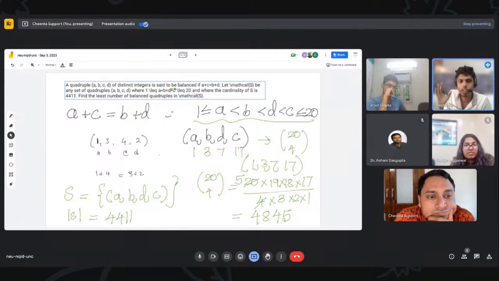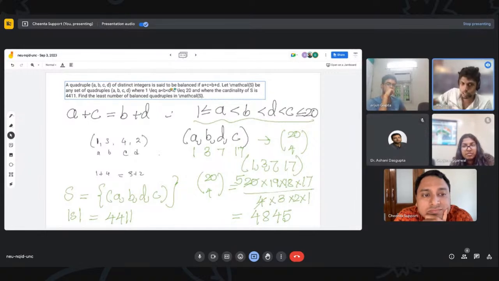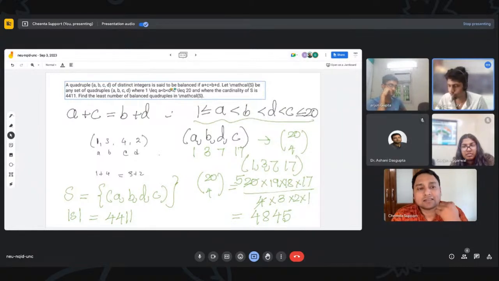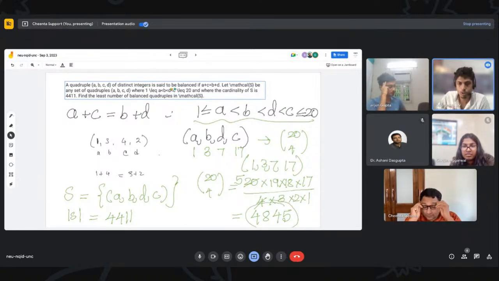So now we should think optimistically. They are asking for the least number of balanced quadruples, which means I will leave out the maximum possible balanced quadruples from these 4845, and what remains will be my answer. That many must be there in the set S. So basically, the problem is just to find the number of balanced quadruples in this range.